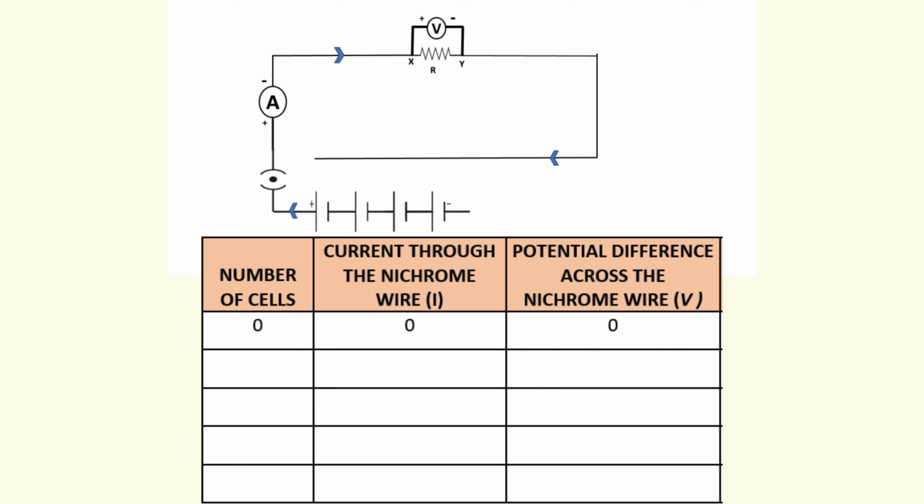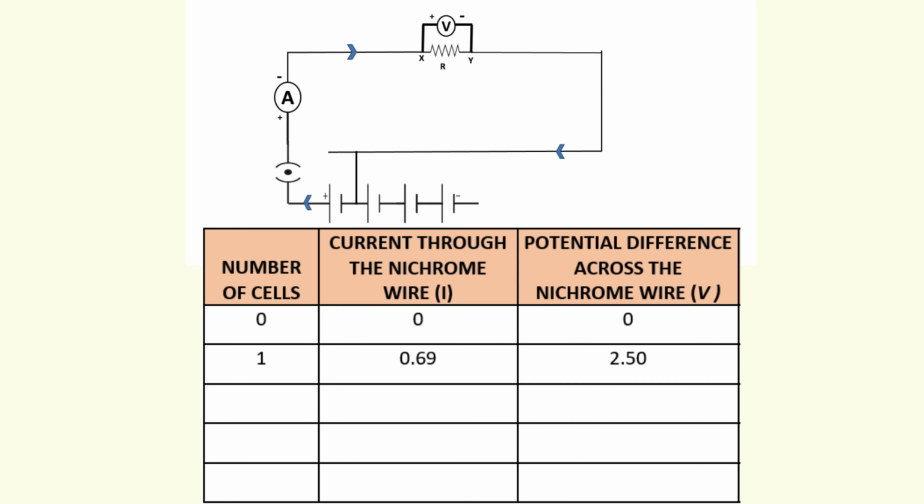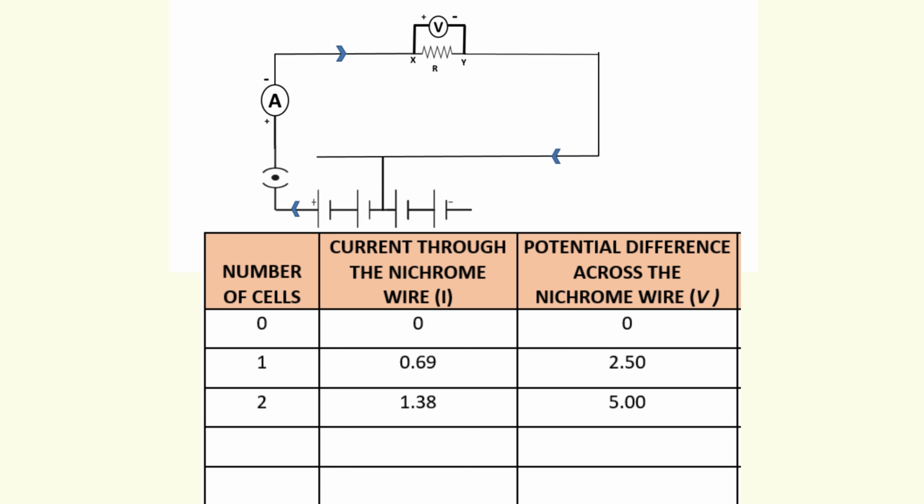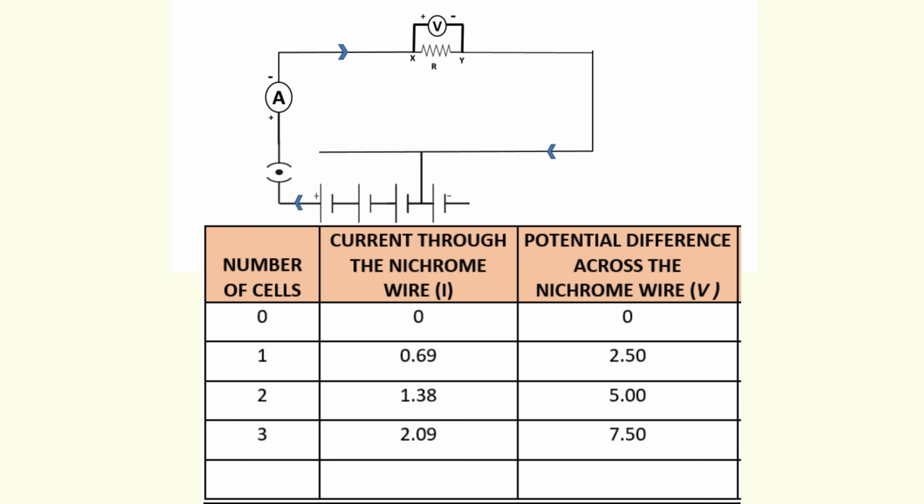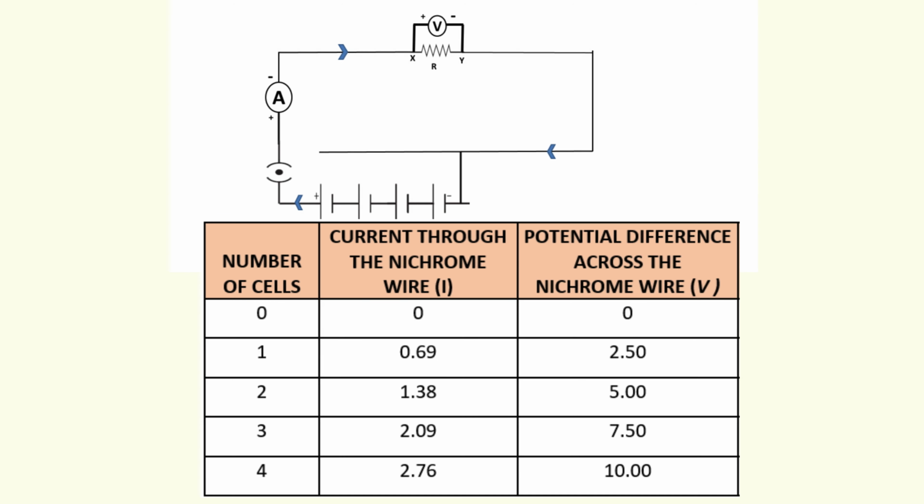So we are going to start with 0 cells in the circuit. As you can see, when there are no cells in the circuit, the potential difference across the wire is 0 and the current in the circuit is also 0. Next, we are going to add 1 cell to the circuit, check the reading on the ammeter and voltmeter and fill the table. In the same way, every time we are going to add 1 extra cell to the circuit, check the reading on the ammeter and voltmeter and fill the table.